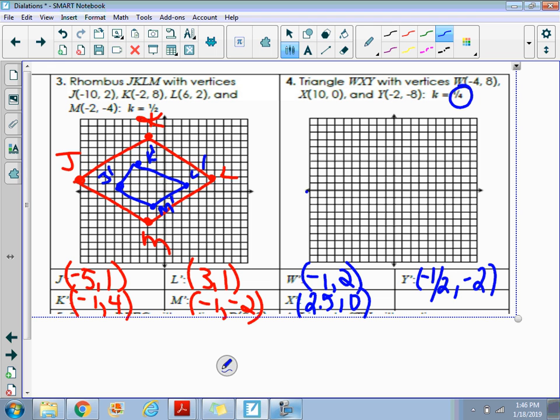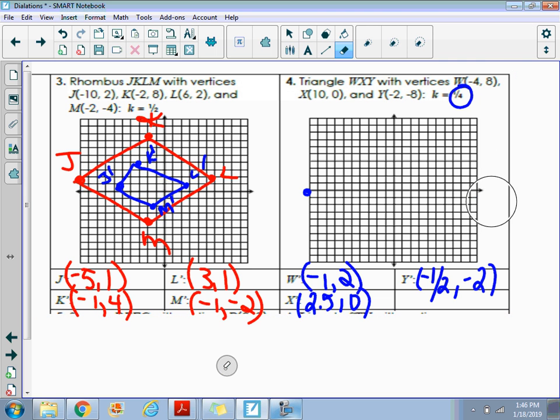All right, so here's X, Y is negative 2, negative 8, and W is 1, 2, 3, 4, 8. There's my first triangle. And then my second one, it's okay that it's a decimal. We're just going to estimate.